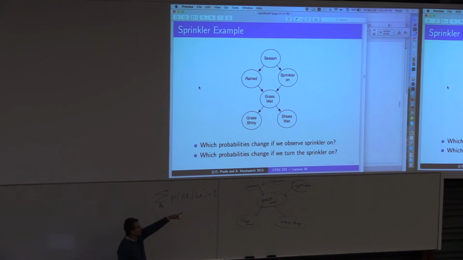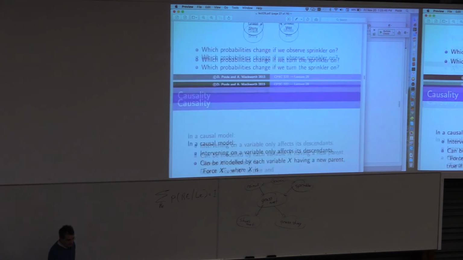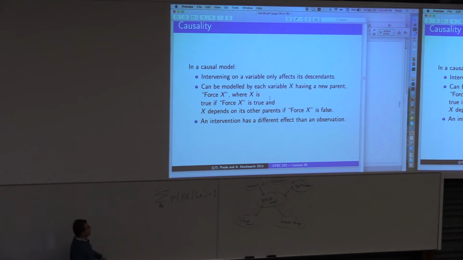So in this causal model, if we turn the sprinkler on, then the season doesn't change. It's only the downstream things that get affected. Okay, so we can start building these models like this. If we intervene on a variable, it only affects the descendants, and you can model this by giving each variable a new parent, which is force it to be true, and x depends on the other parents if we force it false. An intervention then has a different effect.